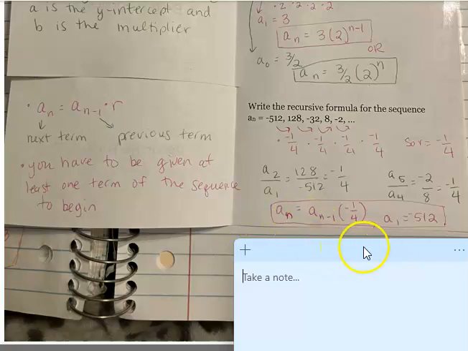So I can now give the formula a sub n is equal to a sub n minus 1 times r. I would replace this r with negative 1/4. So this is now saying that the next term of the sequence is equal to the previous term times negative 1/4. And then you can give it any term in the sequence that you want. In this case, I gave it a sub 1, which is equal to 5/12. So this would be the answer for the recursive formula. And that's it for this page.